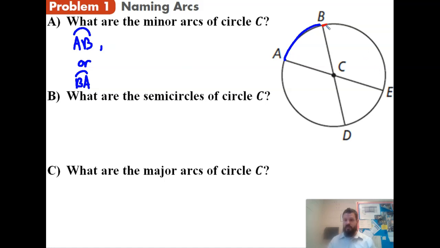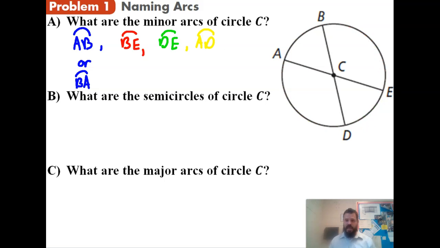Okay, what else do we have? We have BE would be a minor arc. We also have DE. And then the last one here, let's see if this color shows up. Maybe you can see that. We're doing yellow. AD would be my last minor arc. Okay, so reminder, minor arcs, less than the semicircle, less than half the circle, and you'll just name those with 2 points.